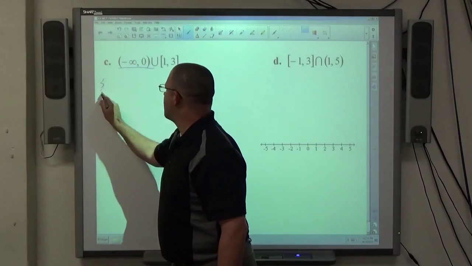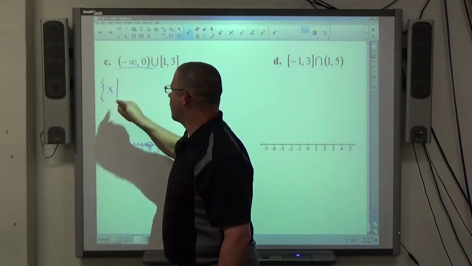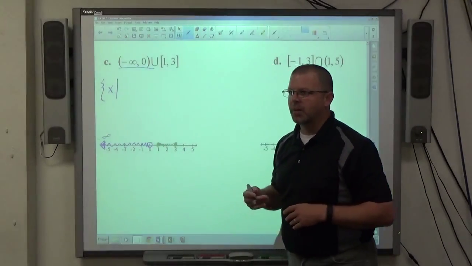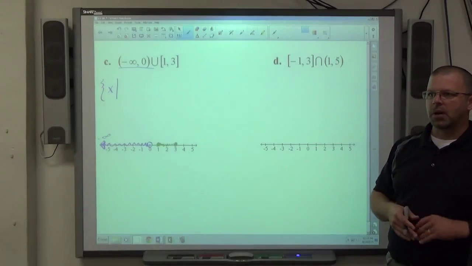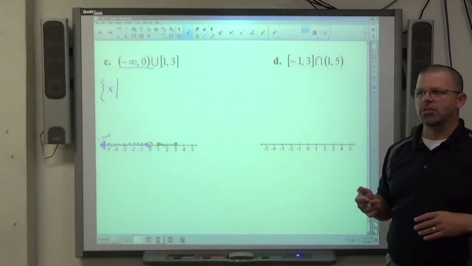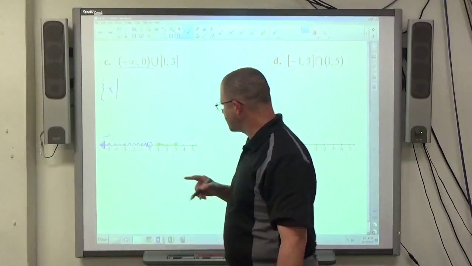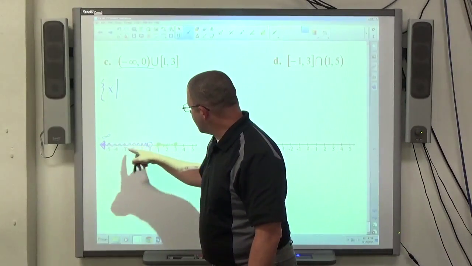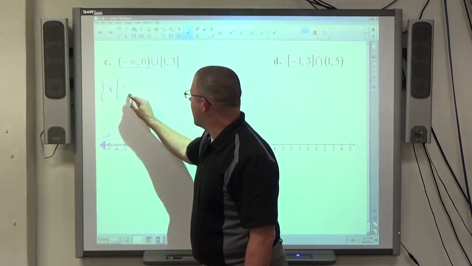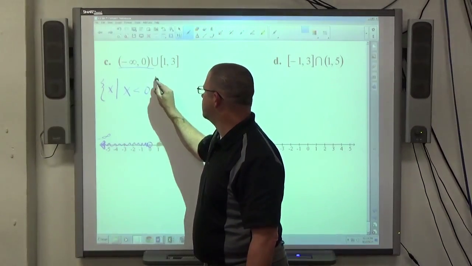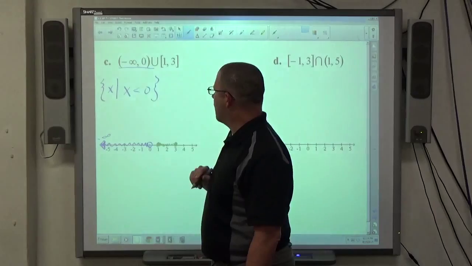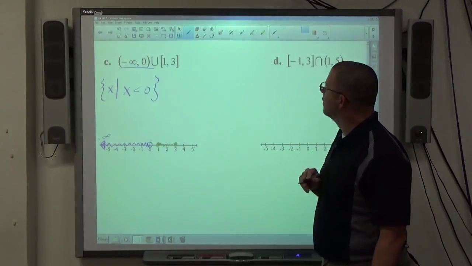We start off with a set bracket. We call the letter what we're going to use. I use X every time. It doesn't matter what letter you use, but I like horizontal lines to be X, just to be in the habit of horizontal lines, the X-axis kind of thing. If I'm describing this, this is everything less than 0, so X is less than 0. That represents the blue part of the graph.